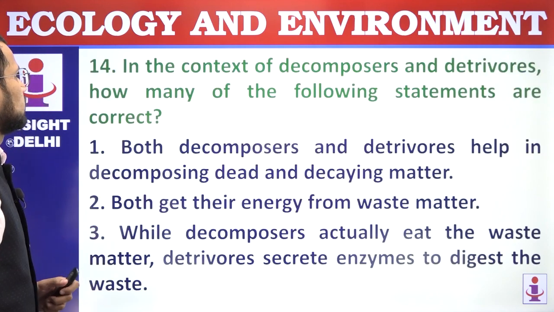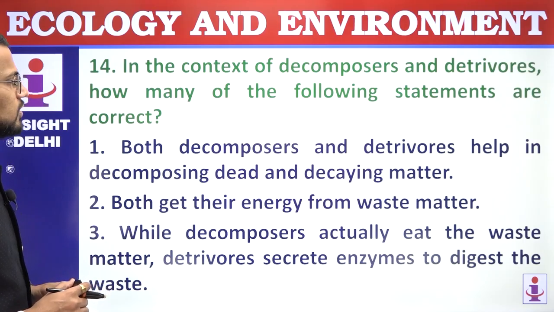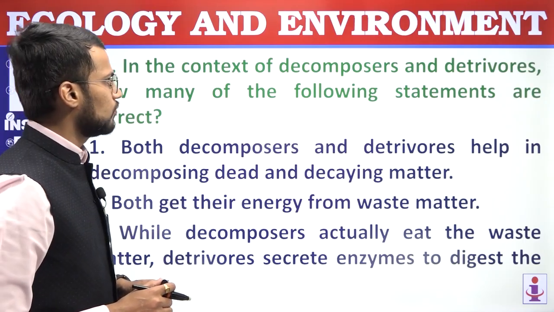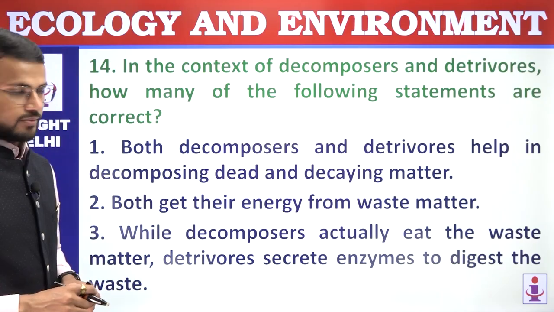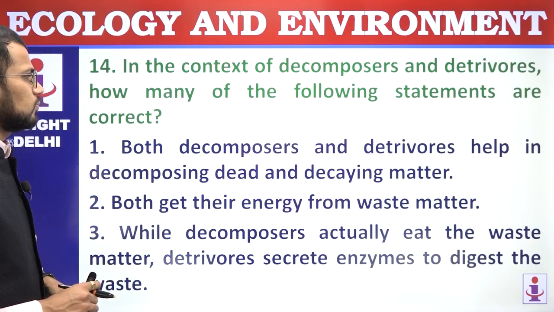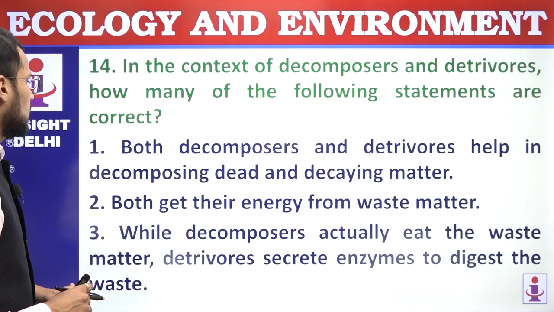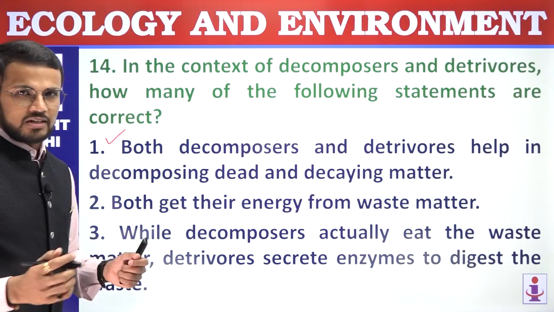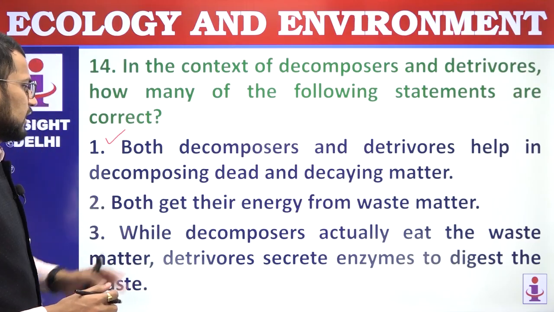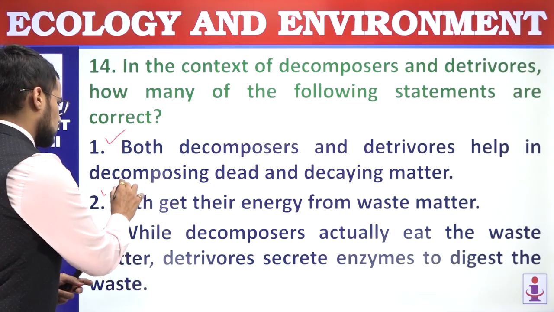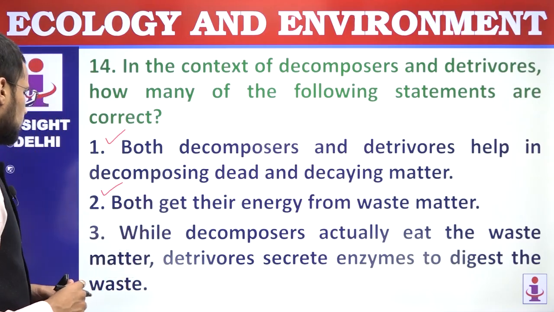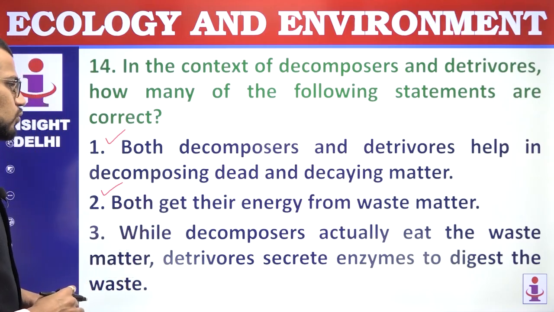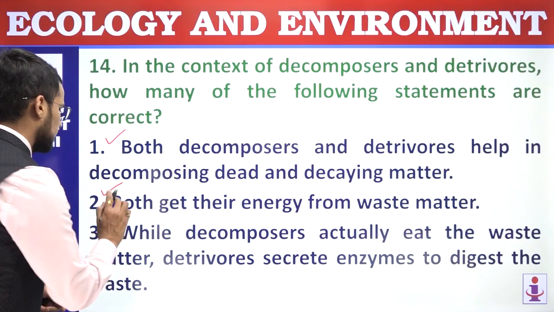Next question, 14th. In the context of decomposers and detritivores, how many of the following statements are correct? First, both decomposers and detritivores help in decomposing dead and decaying matter. So the first statement is correct. Second, both get their energy from waste matter. This is also a correct statement. Third, while decomposers actually eat the waste matter, detritivores secrete enzymes to digest the waste. Now, this statement is incorrect.